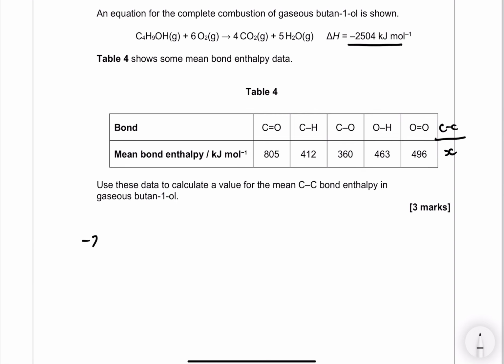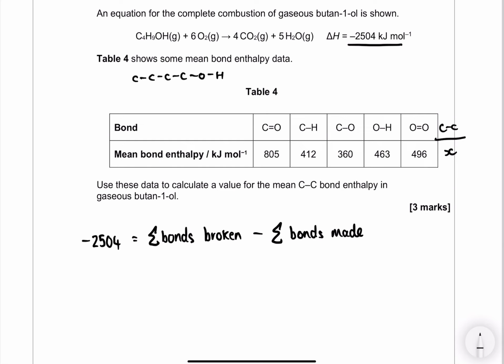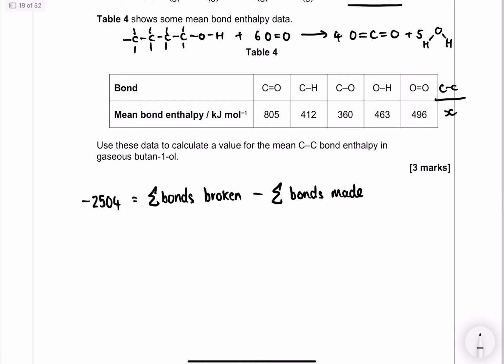So minus 2,504 equals the sum of the bonds broken minus the sum of the bonds made. Now, if you struggle to identify them, it may be worth just sketching out. I'm just going to do sticks for the hydrogens, but I can then see the bonds. I've got 6 O double bond O's. I've got 4 CO2s and 5 H2Os.